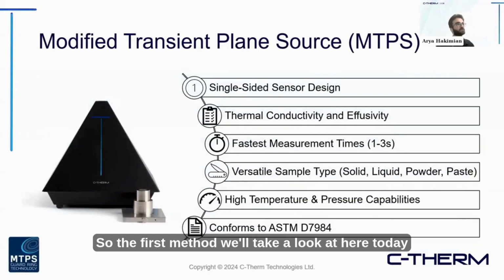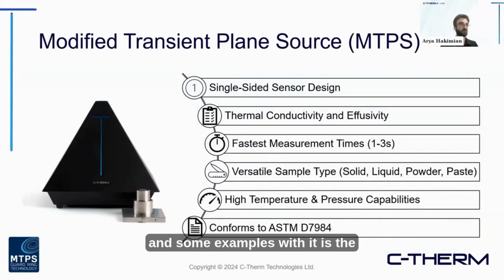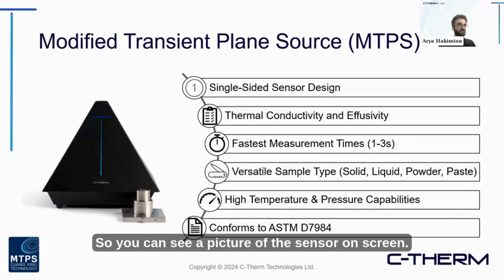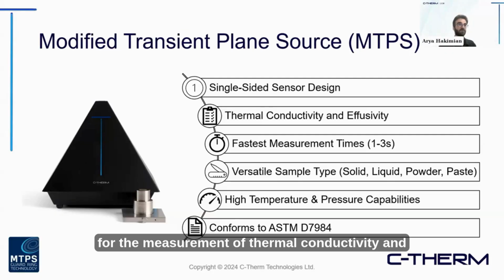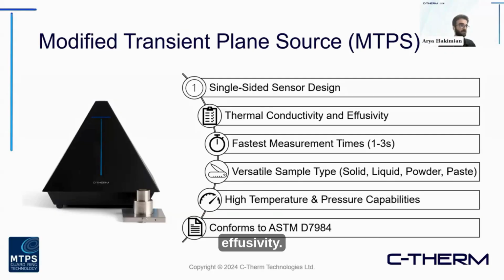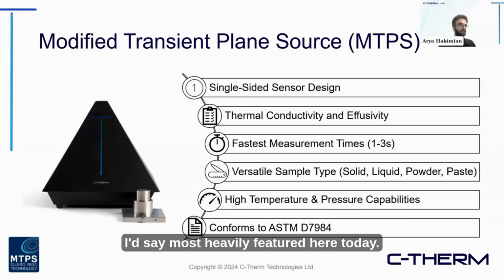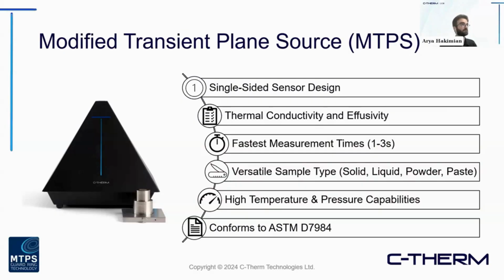So the first method we'll take a look at today, with some examples, is the MTPS, or Modified Transient Plane Source. You can see a picture of the sensor on screen. This is a single-sided device for the measurement of thermal conductivity and effusivity. The MTPS will be the one that's, I'd say, most heavily featured here today. You also note the application of high temperature and pressure capabilities. So we'll go into some examples with the MTPS in mind here to start.